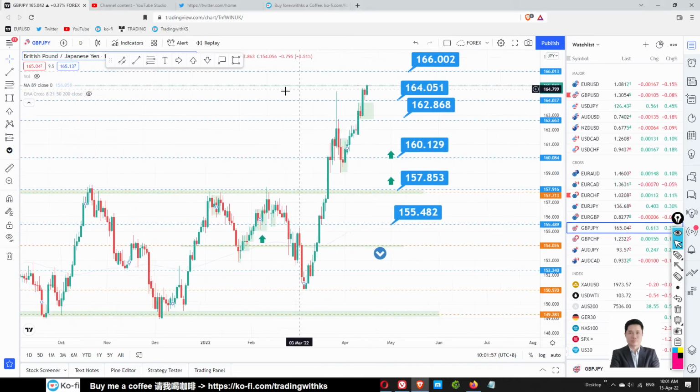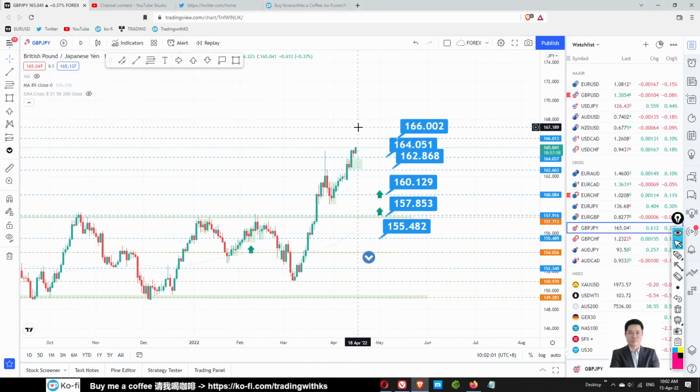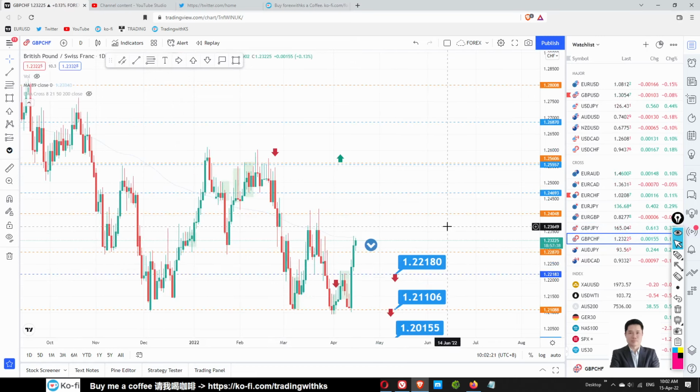Great Britain pound, so pound continues to be weak, whereas Great Britain pound is strengthening. So there is a possible buy trade over here, but all the way up. You want to look for any trade, wait for a pullback first. Now the price is too extended to buy, so wait for pullback towards 162.868 or 160.129 for buy.